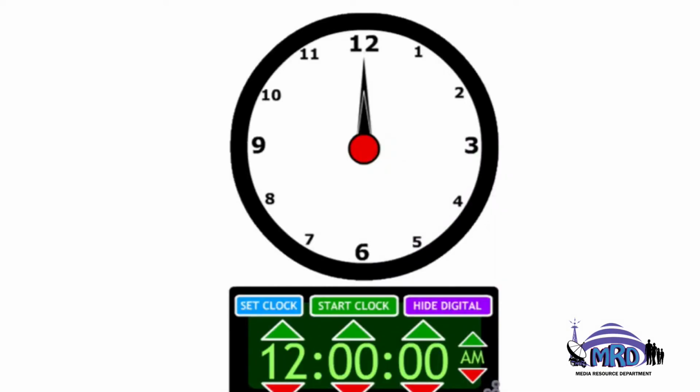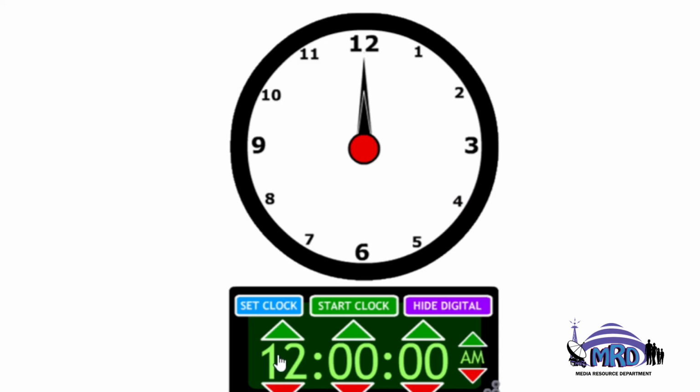Midnight has been called the middle of the night, and as such, you should be fast asleep. 12 midnight, 1 o'clock a.m., 2 o'clock a.m., 3 o'clock a.m., 4 o'clock a.m., 5 o'clock a.m., 6 o'clock a.m.